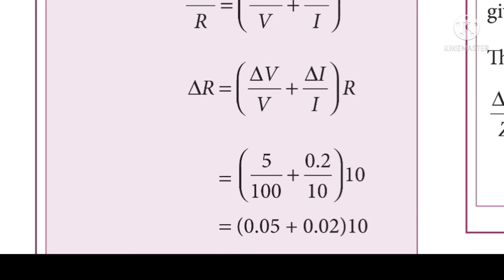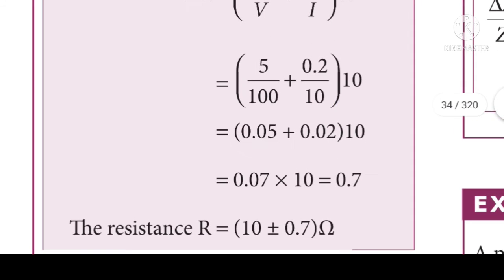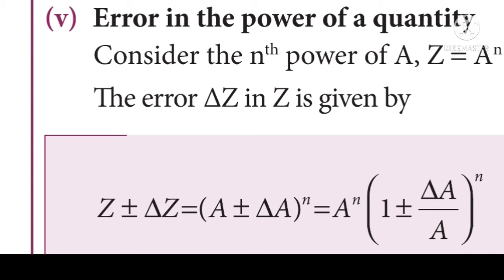del R is equal to 5 by 100 plus 0.2 by 10 into 10, which is equal to 0.05 plus 0.02 into 10, which is equal to 0.07 into 10, which is equal to 0.7. Hence the error in the resistance can be written as R plus or minus del R, which is equal to 10 plus or minus 0.7 ohm. Next one, error in the power of a quantity.